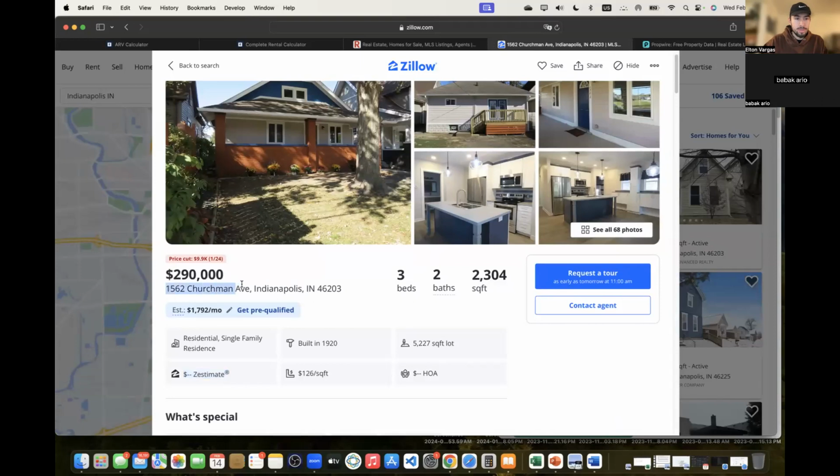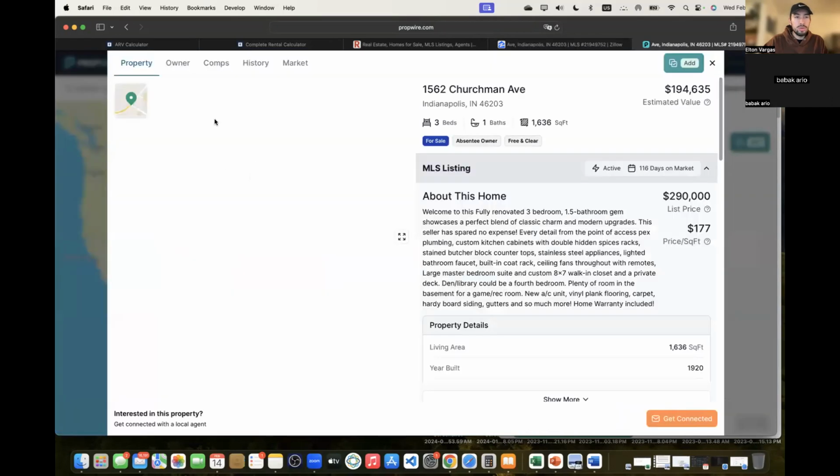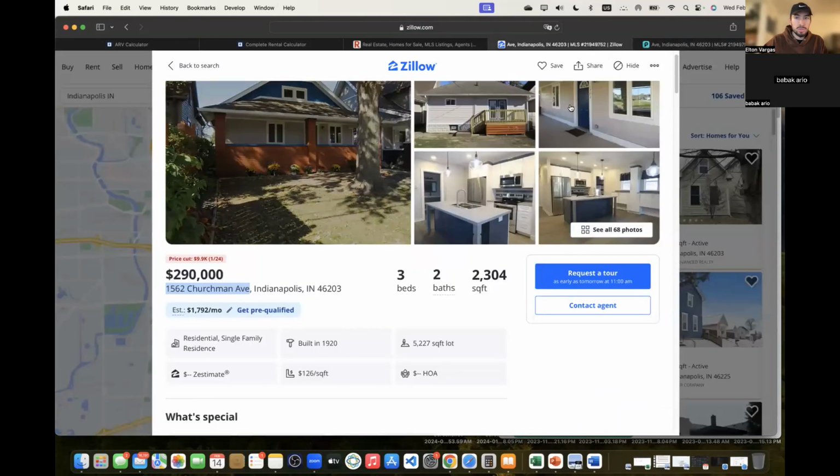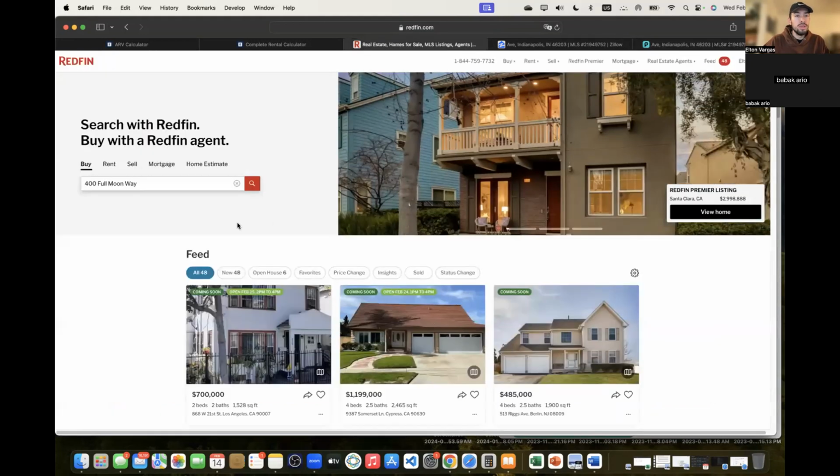Let's pull up this one. Also, PropWire is a free real estate data platform, so you don't really have to subscribe, but it also gives you the estimated value. So this property is selling for 290, but then PropWire is still seeing it at 194. Again, with both of them, you just have to do your due diligence to find out what's actually happening in the area and how much those are going for.